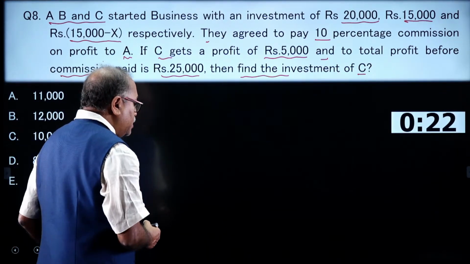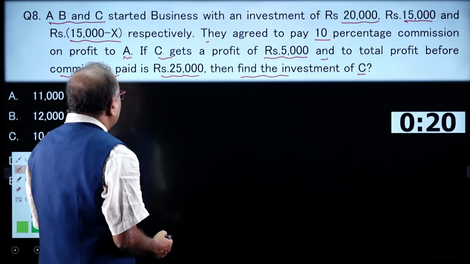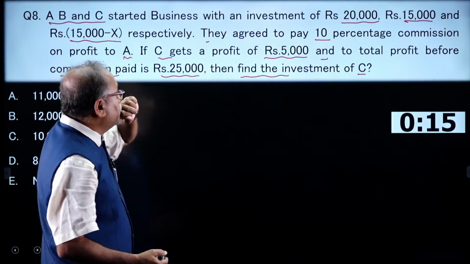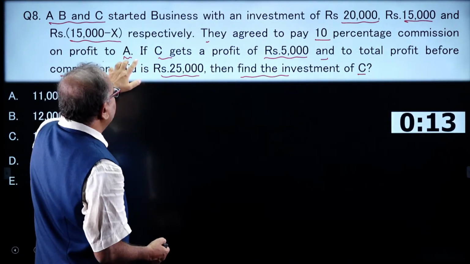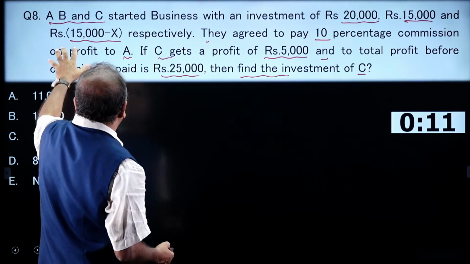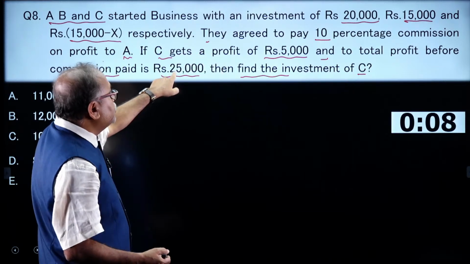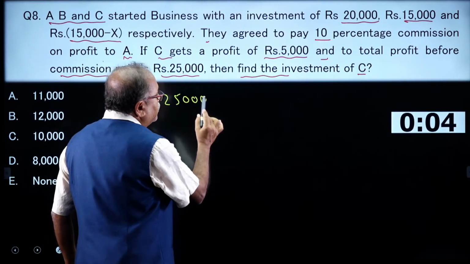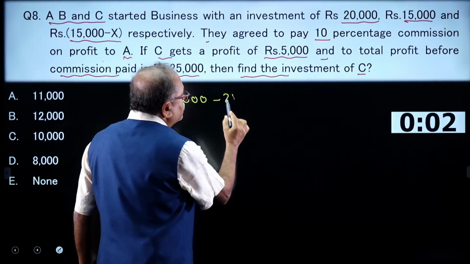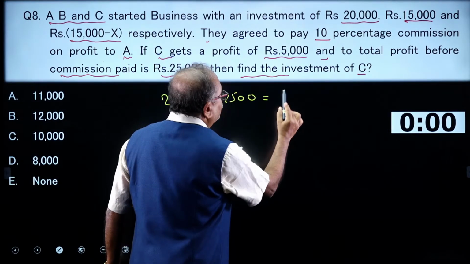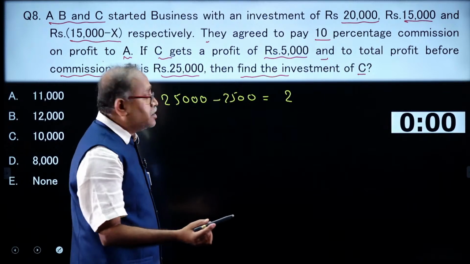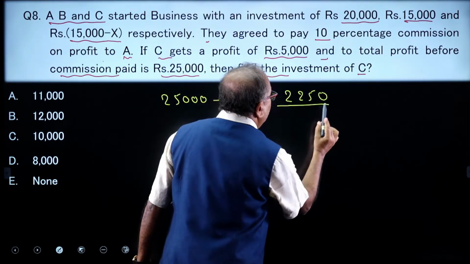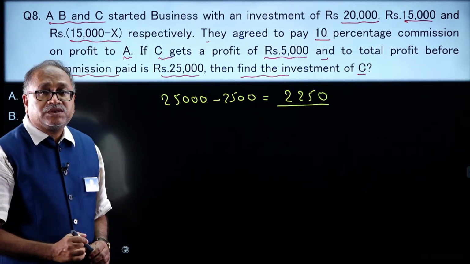Shall I give you the clue? The very first thing is C is getting 5,000 profit. And how much is the commission we are paying to A? That is 10% on this. So 25,000 is the profit. What is 10% of this? 2,500. That means the total profit after deducting the commission will be 22,500. This is what the profit is.